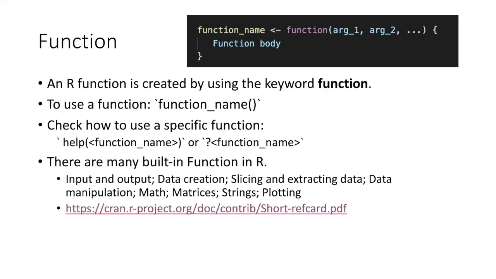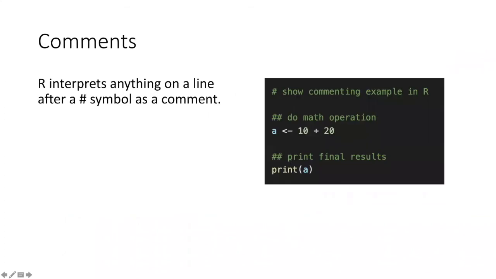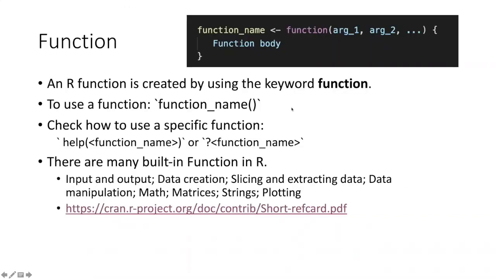To use a function, this is probably more useful. It's the function name followed by parentheses. In the previous example, I showed you a print function in base R. So it's print, parentheses, and you put the stuff you want to print within the parentheses as arguments, right? This is how you typically use a function.